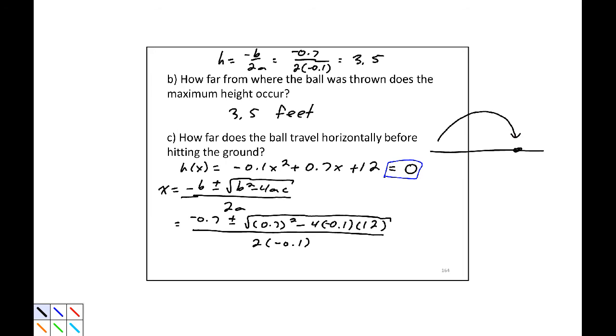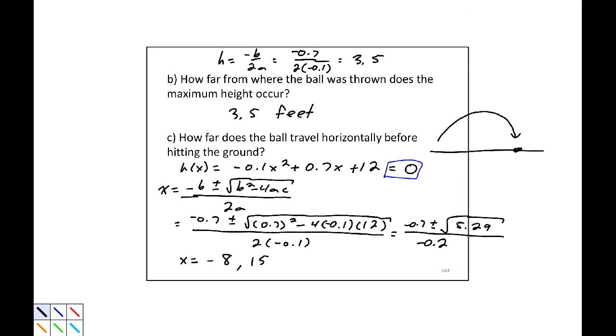That gives 5.29. So this is the square root of 5.29, negative 0.7, all divided by negative 0.2. Negative 0.7 plus the square root of 5.29, divided by negative 0.2, is negative 8. That's one value. I'll do the same thing but with a minus: negative 0.7 minus the square root of 5.29, and then divided by negative 0.2 is 15.